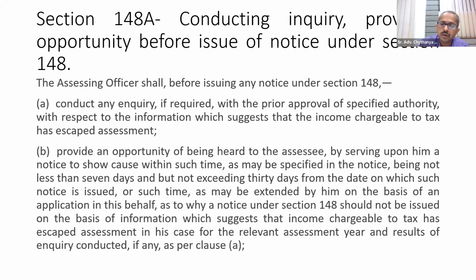Now, in the show cause notice, he will ask you, tell me why 148 should not be issued to you on the basis of information which suggests that income chargeable to tax has escaped assessment in your case for the relevant assessment year. That means he has to give you this ISC. If he does not give you the ISC, or if he does not share with you the result of the inquiry conducted, then the proceeding is vitiated and is liable to be quashed in a writ proceeding. So the very fact that at the end he gives you a show cause notice as to why 148 should not be issued on the basis of ISC and on the basis of results of inquiry conducted under clause A, means that both will have to be shared.